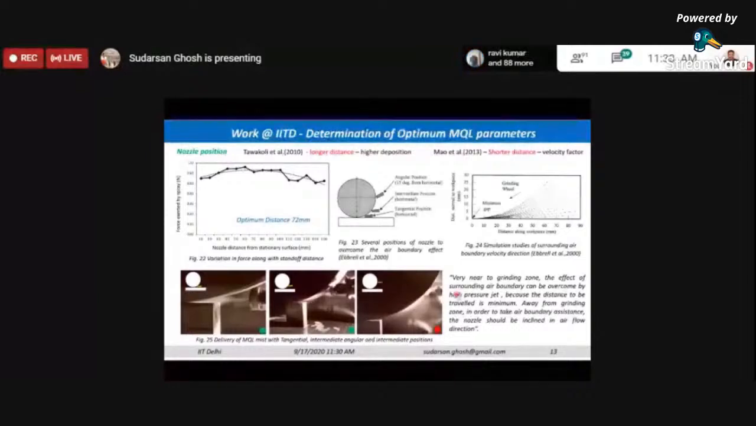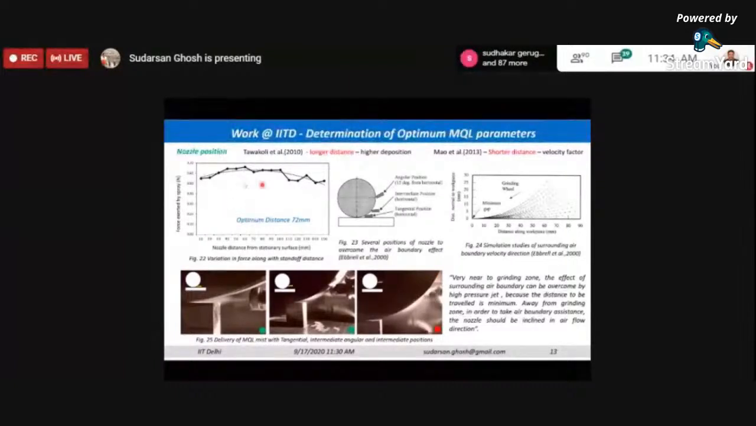But in this case, the nozzle is located too high, and the mist gets diverged out from the machining zone. So it is not able to reach the machining zone; before reaching it, the mist gets diverged out. So this type of nozzle location cannot be used.